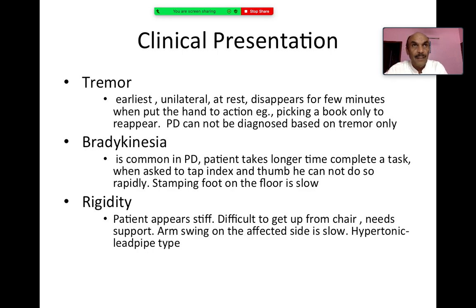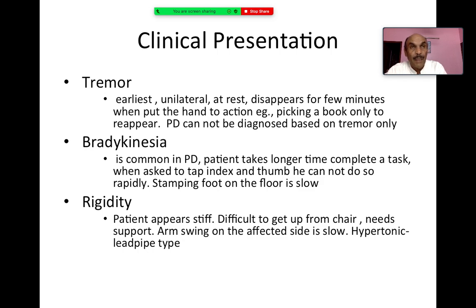Then the next point is rigidity. The patient himself says he is stiff in his hand. While walking, his arm swing is slow. You can identify the patient while walking, the arm swing is slow. And when he is asked to get up from the chair without support, it is difficult for him to do so. At the same time, arm swing on the affected side is slow.